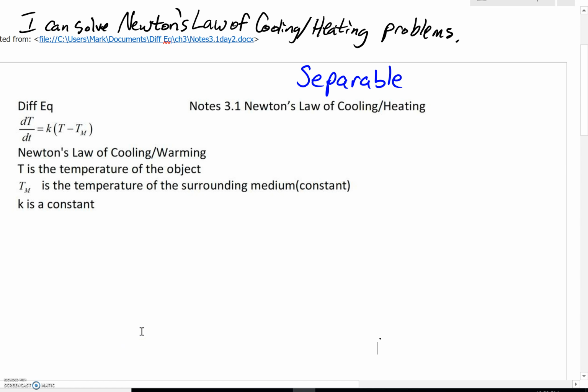Okay, differential equations. We've got day 2 of section 3.1, Newton's law of cooling and heating. This will be a separable differential equation. And our learning target, you can see at the top: I can solve Newton's law of cooling or heating problems.